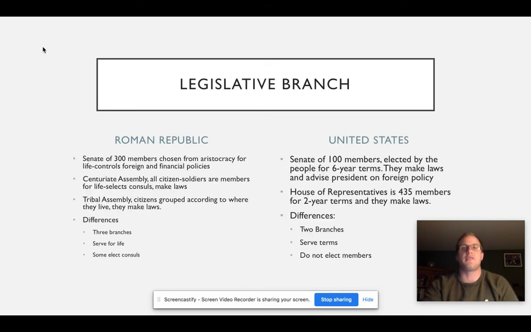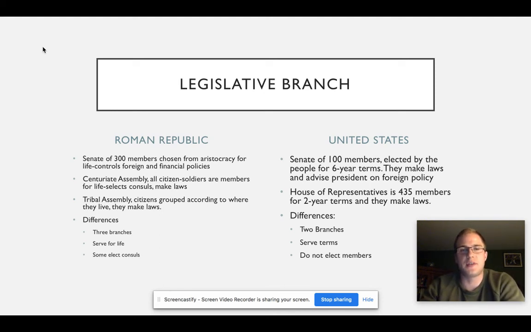So legislative branch, think of this as Congress, right? Roman Republic is split up into three. We'll go over the Roman Republic first because that's probably the more confusing of the two. The Senate is made up of 300 members, so we do have that Senate connection there. 300 members chosen from the aristocracy, so that basically means the wealthy and the landowners, right? They go in for life, and they control all foreign and financial policies. So they're basically advisors to the consuls.